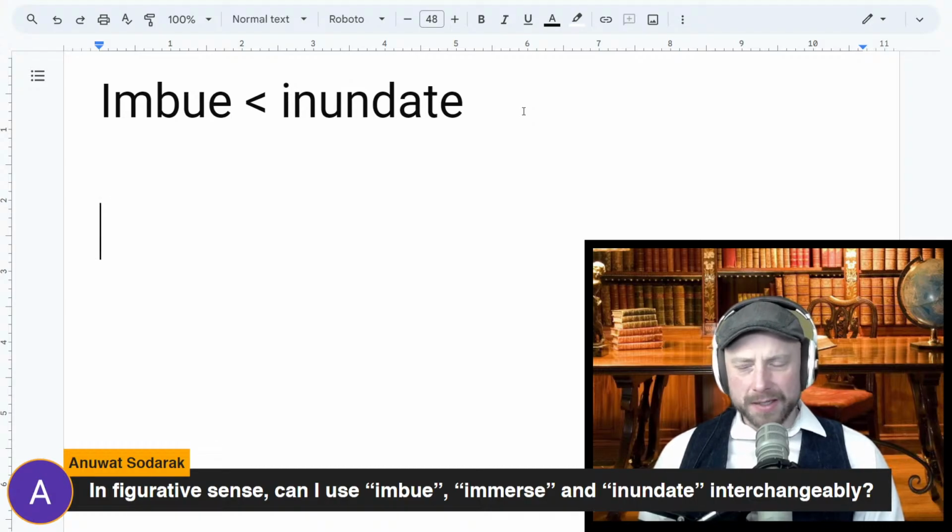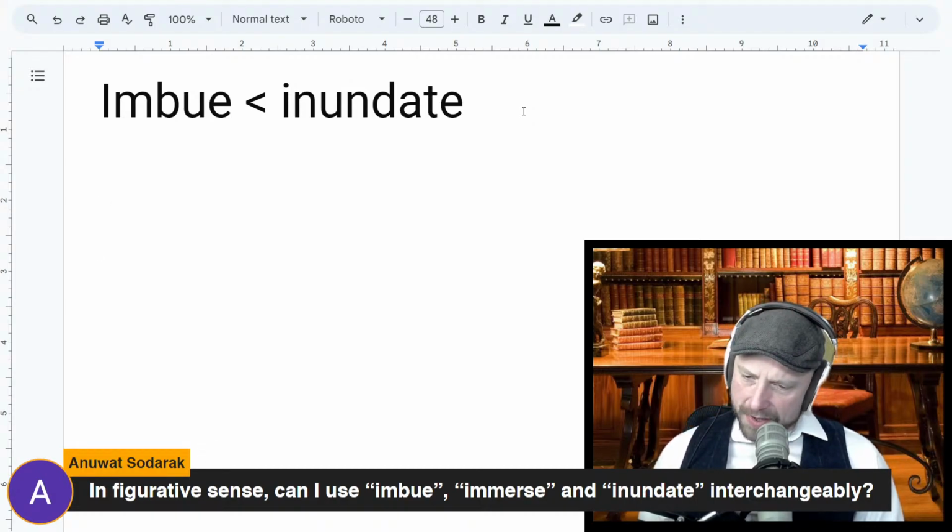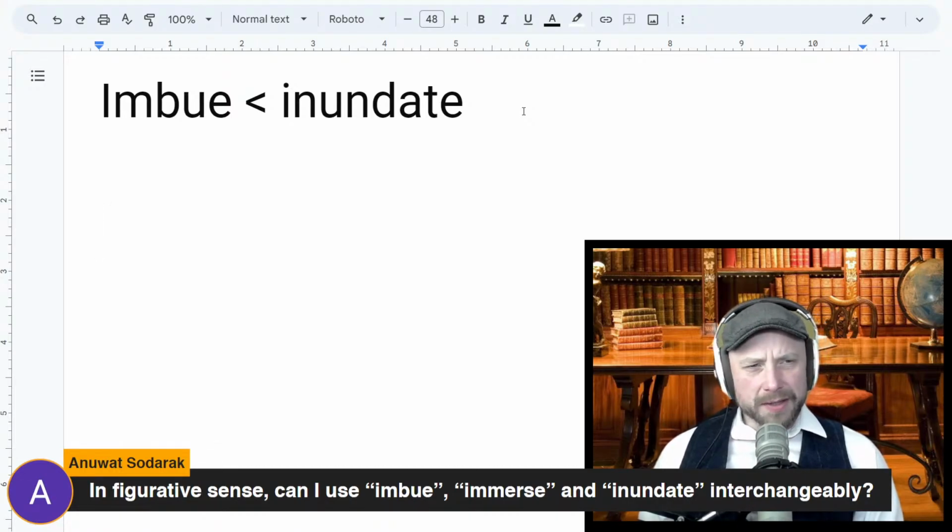And then as for immerse, like his works are imbued with a sense of calm. Inundate, I'm inundated with work. I'm immersed in work. I don't think we use immerse in the same way. Imbue, inundate, immerse. Maybe immerse is even less. Immerse yourself in the calm. I'm immersed in my work.